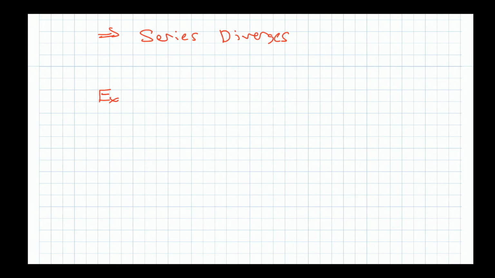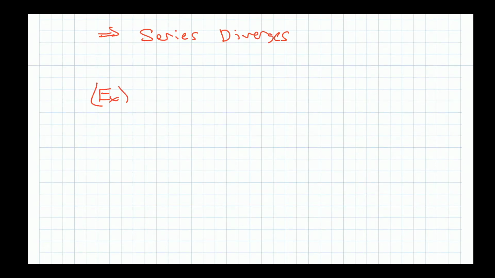All right, let's try this. Determine if the summation from 1 to infinity of 2 over 4 to the 2n converges. It does. It's a geometric series, by the way, but we can still do it with the integral test.